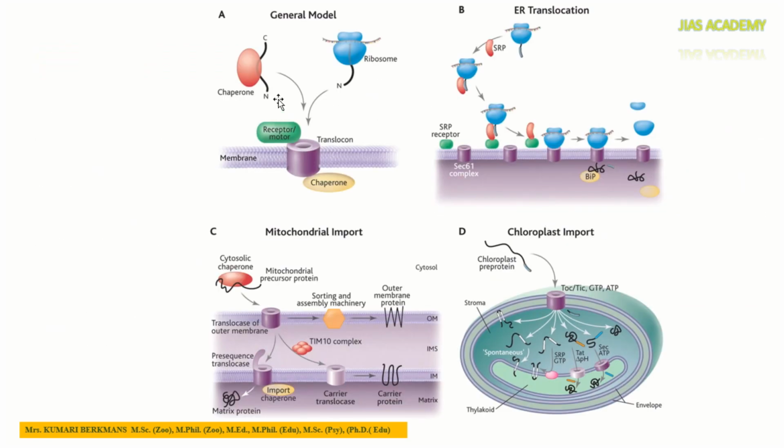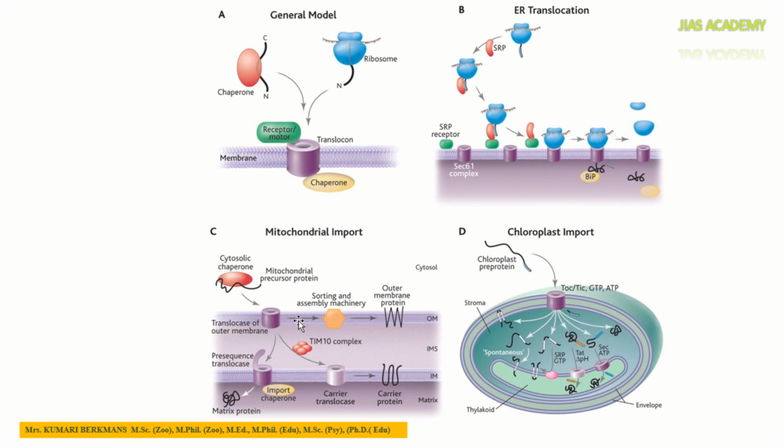You can see that translocation takes place in various organelles. This is ER translocation, the endoplasmic reticulum, where translocation of protein occurs. And here this is chloroplast import: the protein from the cytoplasm enters the chloroplast and moves towards specific sites of the chloroplast.